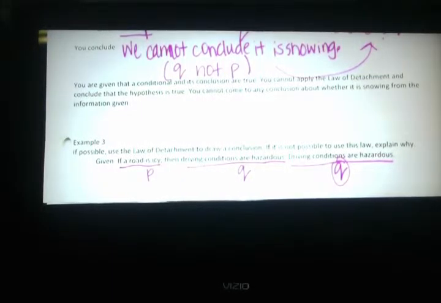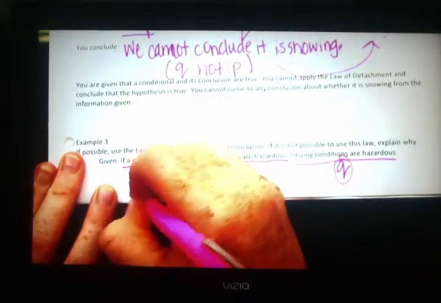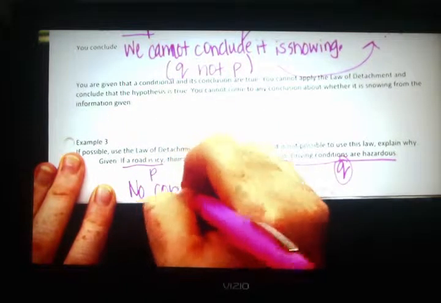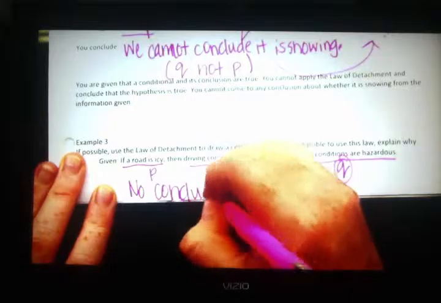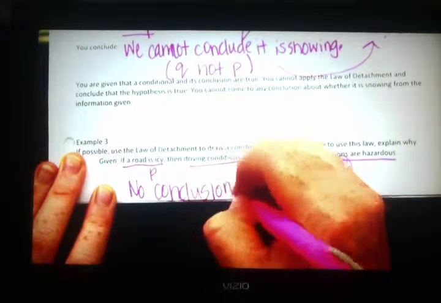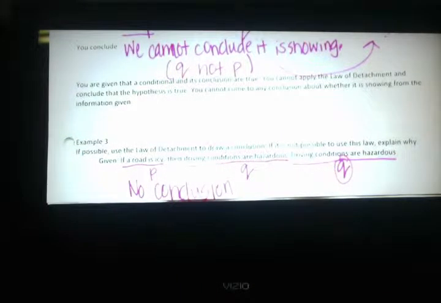And think about it. If a road is rainy, will driving conditions be hazardous? Yeah, for sure, especially these last few weeks. So we can't conclude anything. No conclusion. And again, just think of an example. It's raining outside, so the driving conditions can be hazardous. There's a counterexample right there.